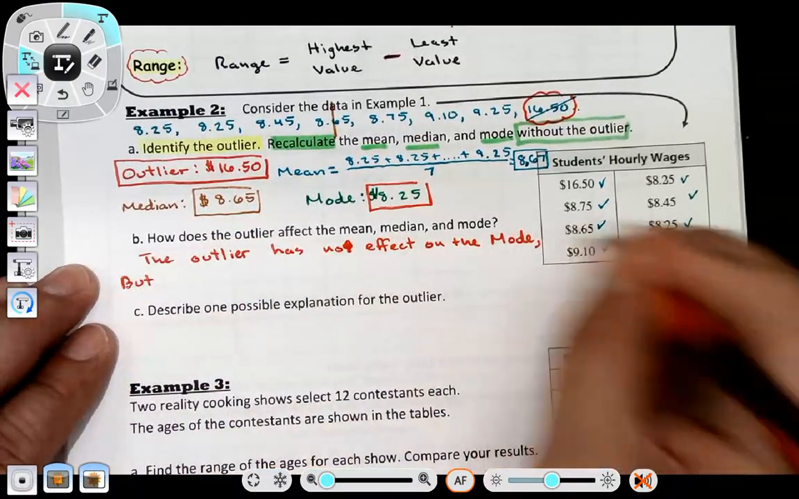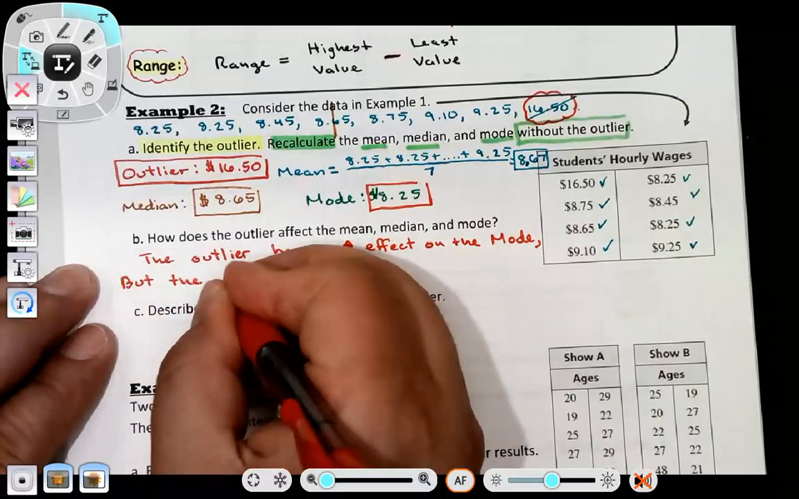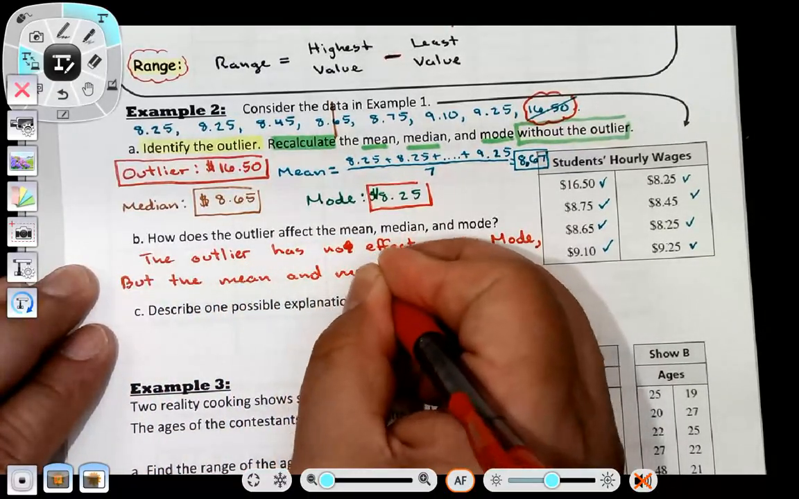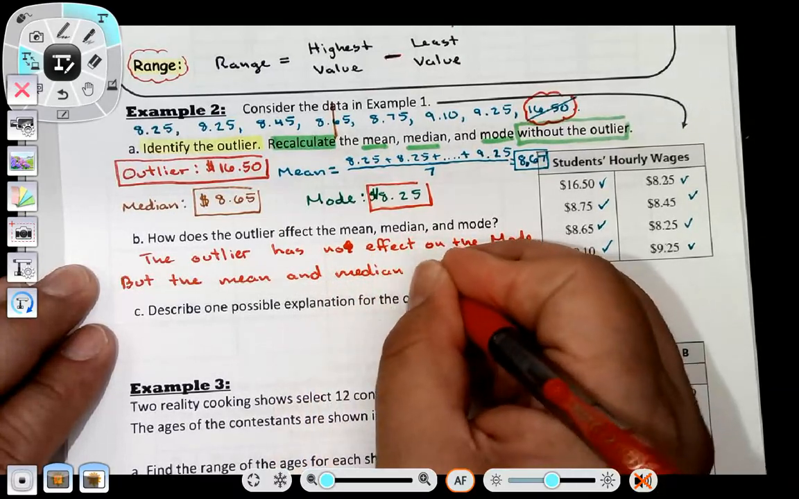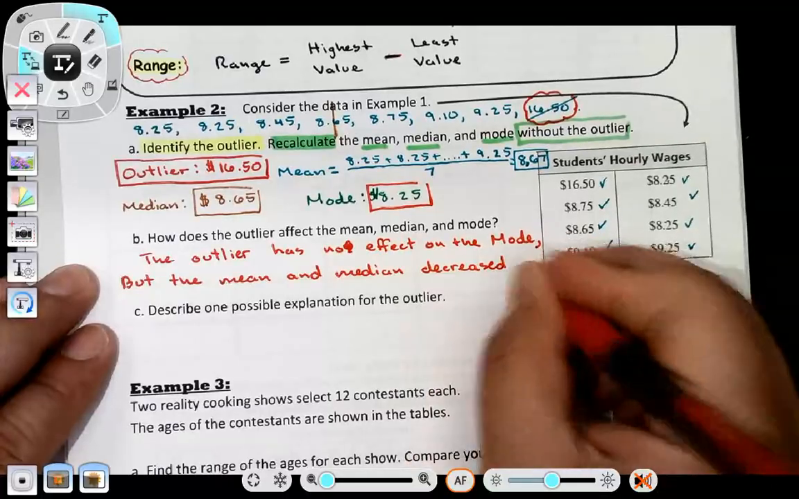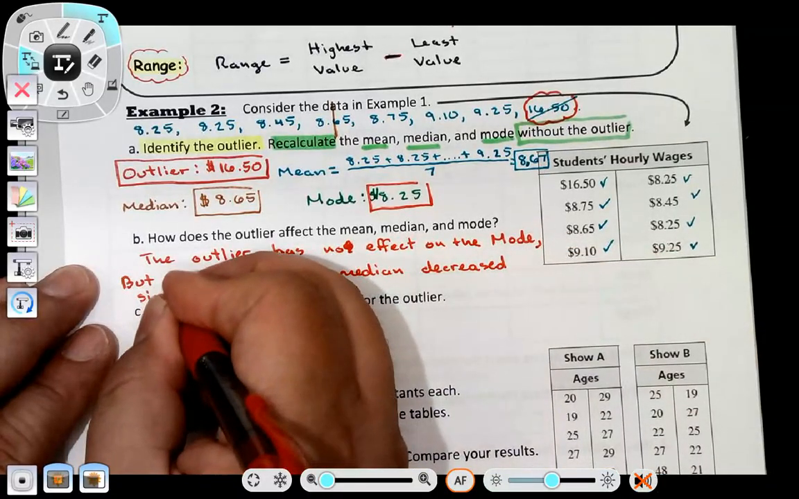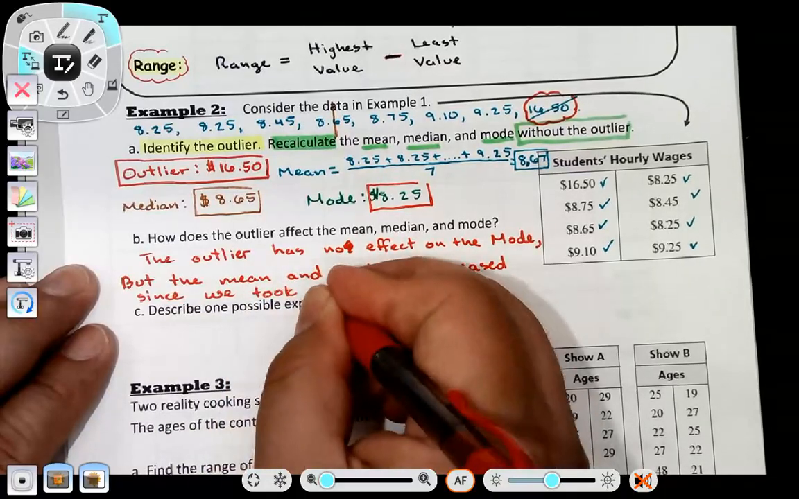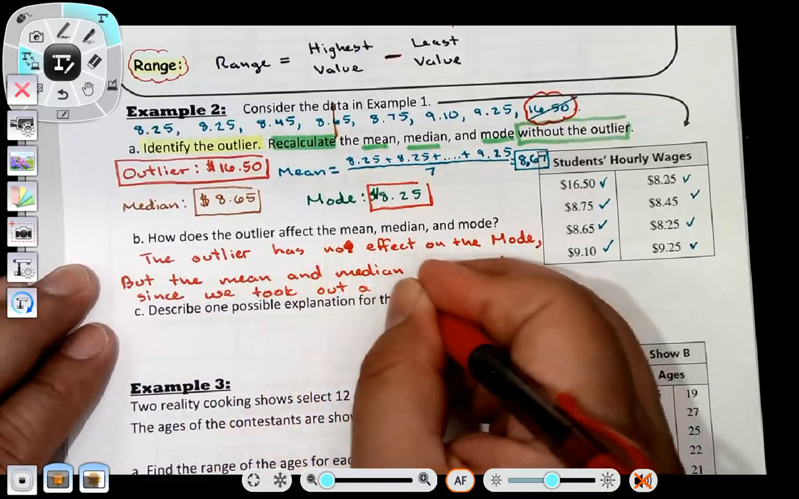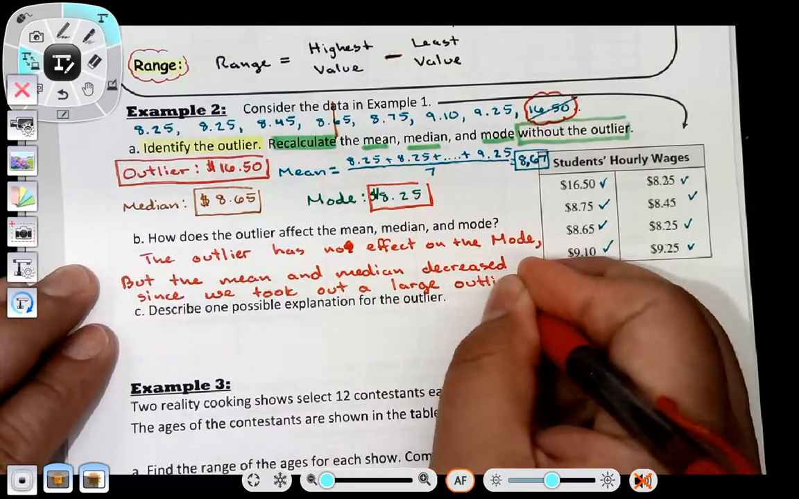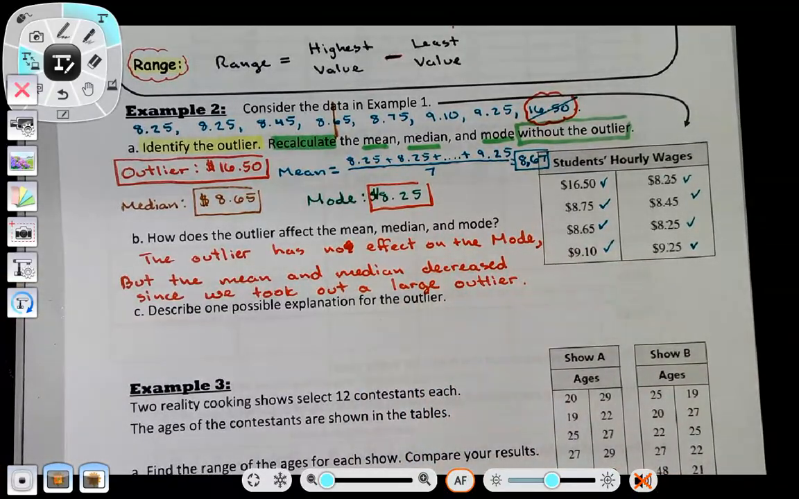but the mean and median decreased since we took out a large outlier. So of course numbers got smaller, right? We took out the biggest number on the list. Well, yeah, of course my numbers were going to get a little smaller.